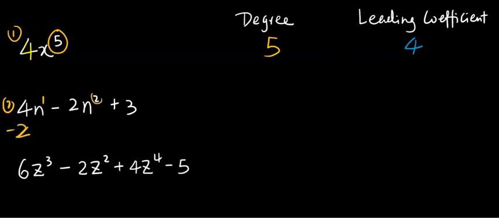Negative 2n squared plus 4n plus 3. Now the exponent is decreasing from left to right. Okay, we can write the degree of the polynomial is the one that has the highest exponent, which is 2. Therefore, the degree of the polynomial is 2. Then the leading coefficient, that is negative 2.